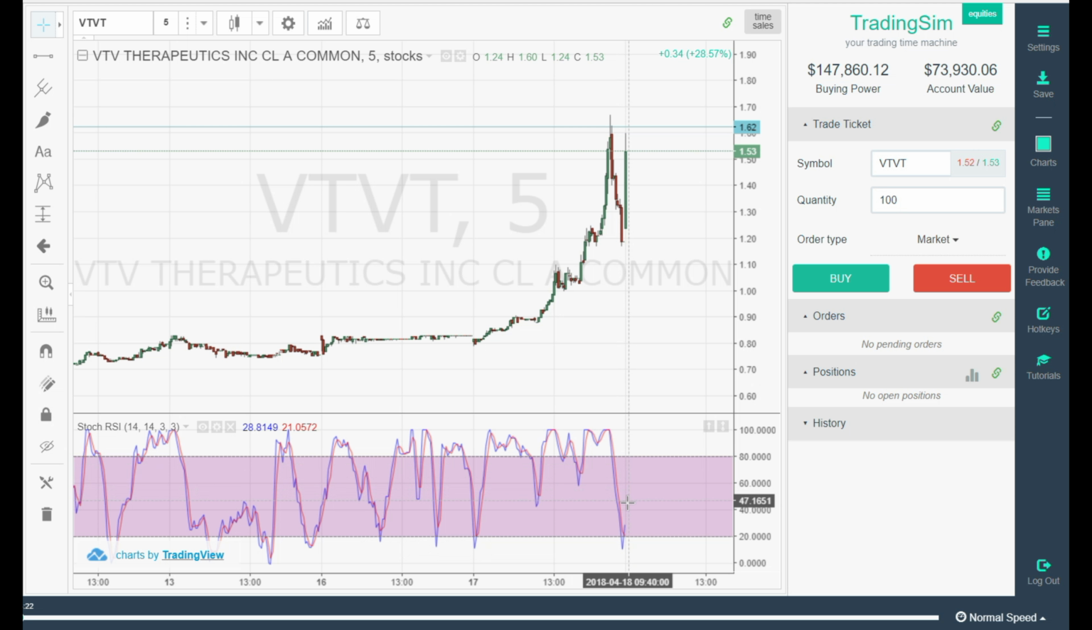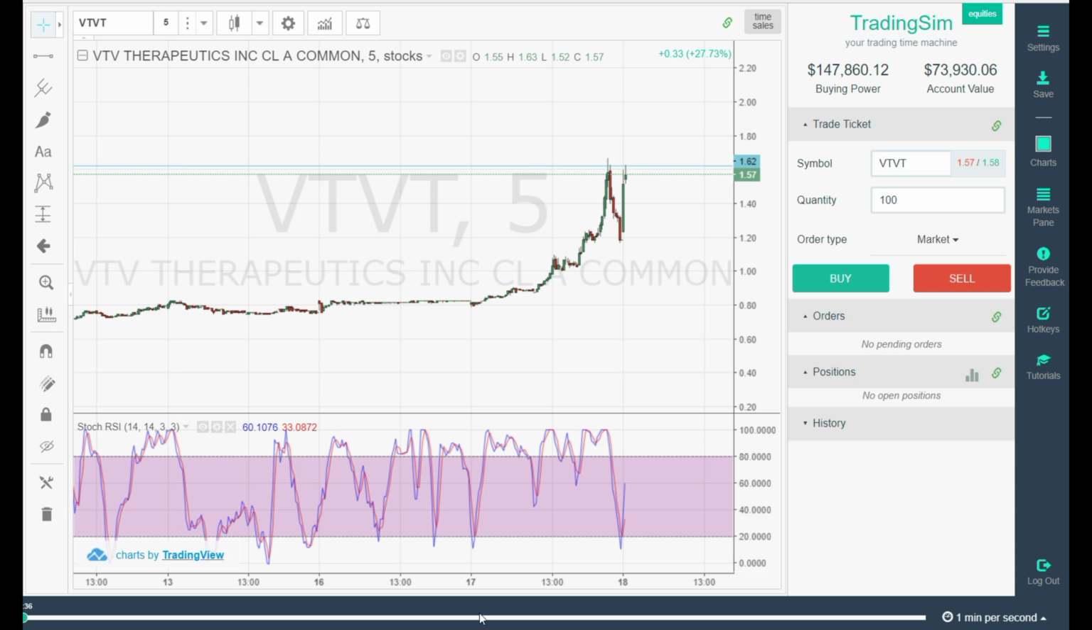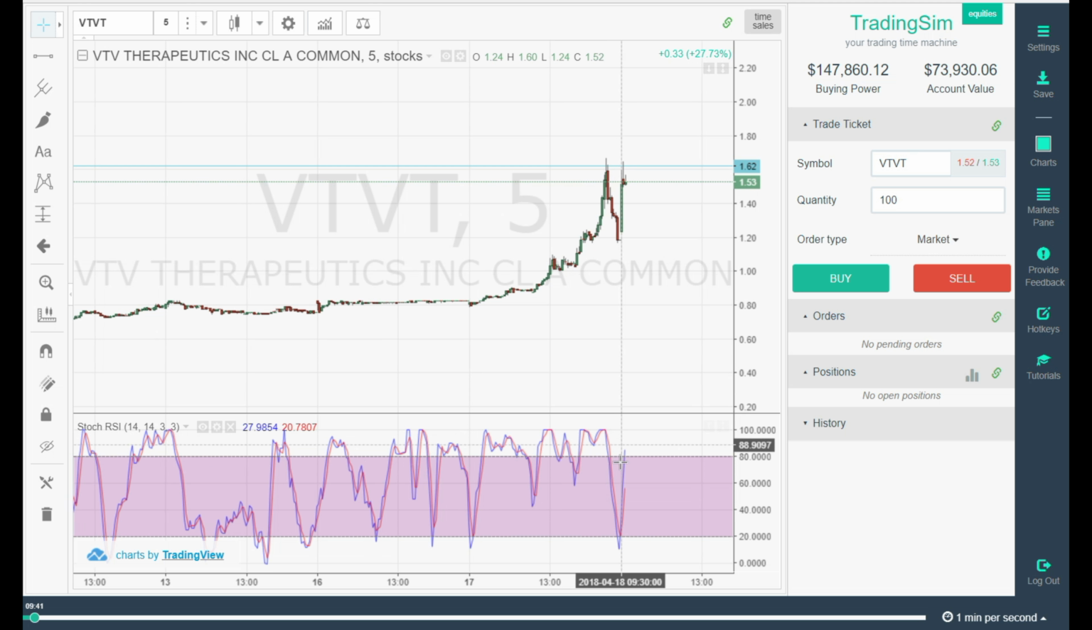And look at the Stochastic RSI. It really hasn't done much. So say you're going to be patient here. Let's speed up the activity a little bit so we can get this thing moving a little faster. Let's do a 1-minute fast forward here. Now, okay, so now we're starting to get a pretty high Stoch reading.